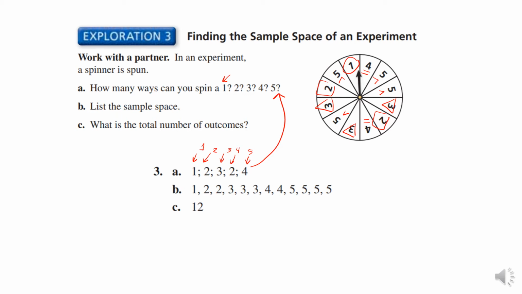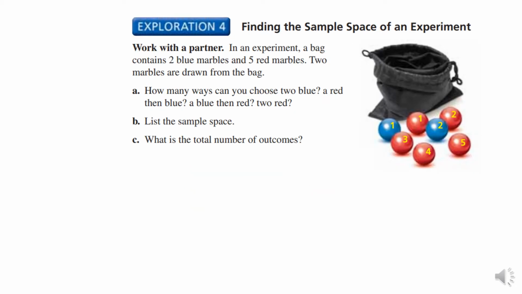Okay, so then number 4 asks, if we look at exploration 4, it says a bag contains 2 blue marbles and 5 red marbles. 2 marbles are drawn from the bag. How many ways can you choose 2 blue? So there's only 2 because you've got 1, 2.